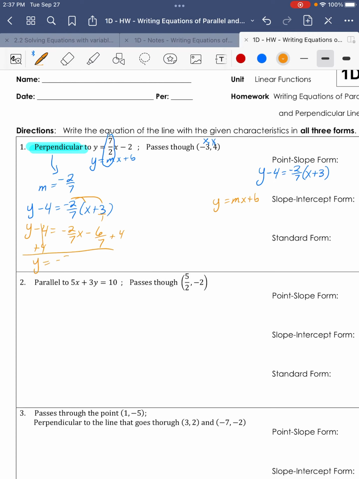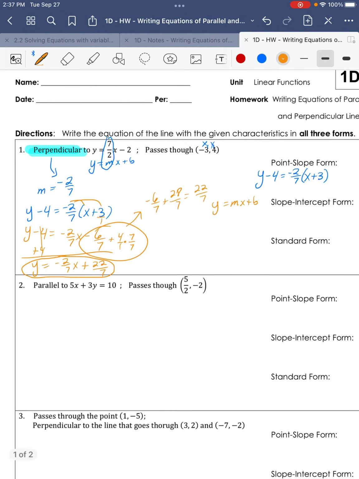We get y equals negative 2/7 x. We need to put the negative 6/7 and the plus 4 together. I'm going to make the denominator 7 to get those like terms. Let's do this off to the side. Negative 6/7 plus 28 over 7. That's 22 over 7, so plus 22 over 7. There's slope intercept, so our slope is negative 2/7, and our y-intercept is 22/7. Pretty ugly slope intercept form.